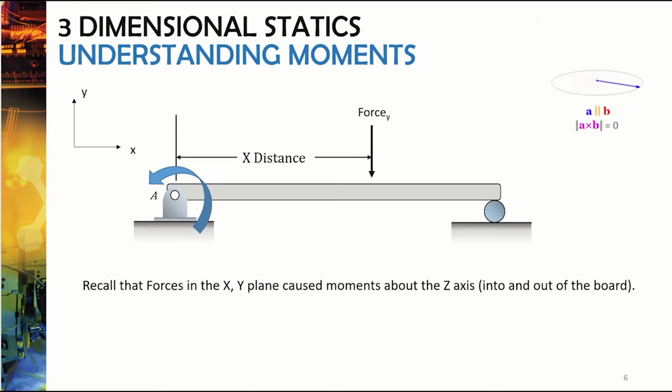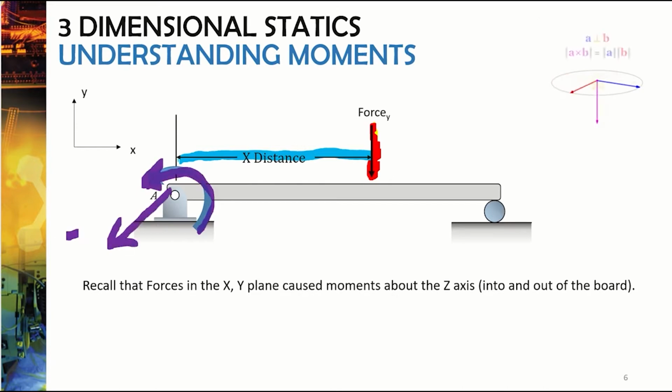So if we have the highlighter here, the force in the y direction is essentially our red arrow from above, and our x distance is essentially our blue arrow. Then our moment is essentially a force along the z-axis.